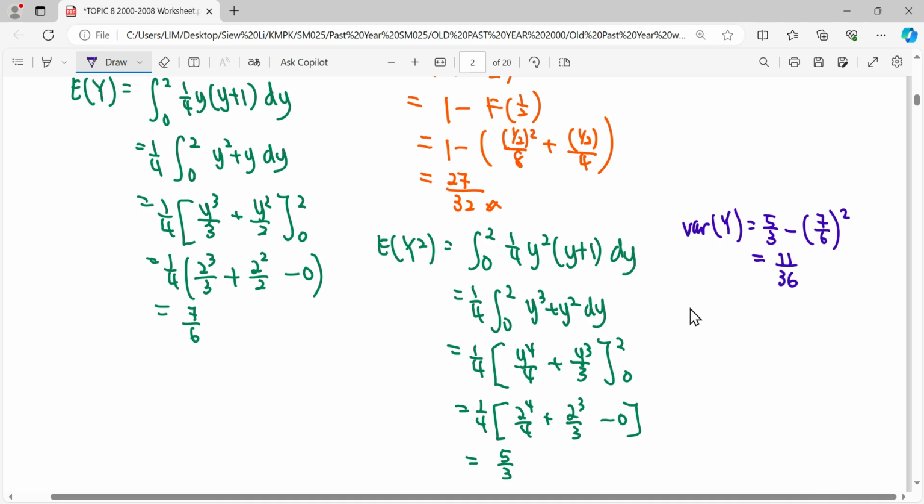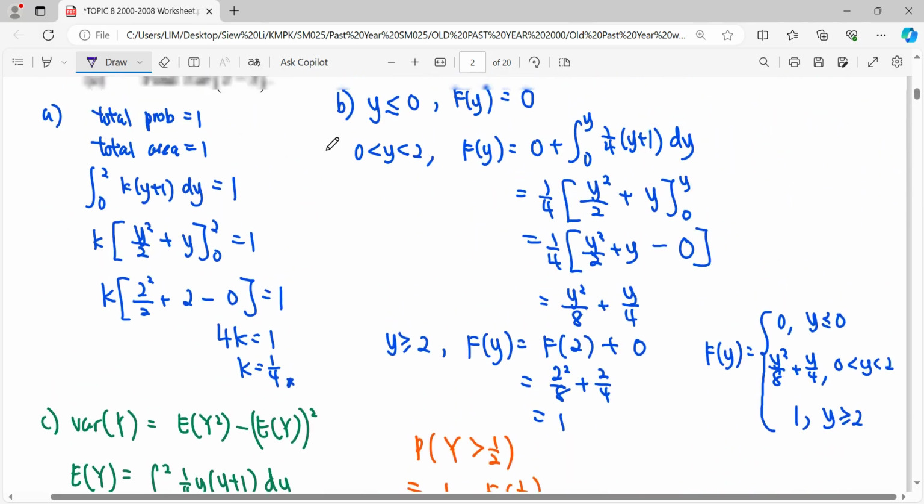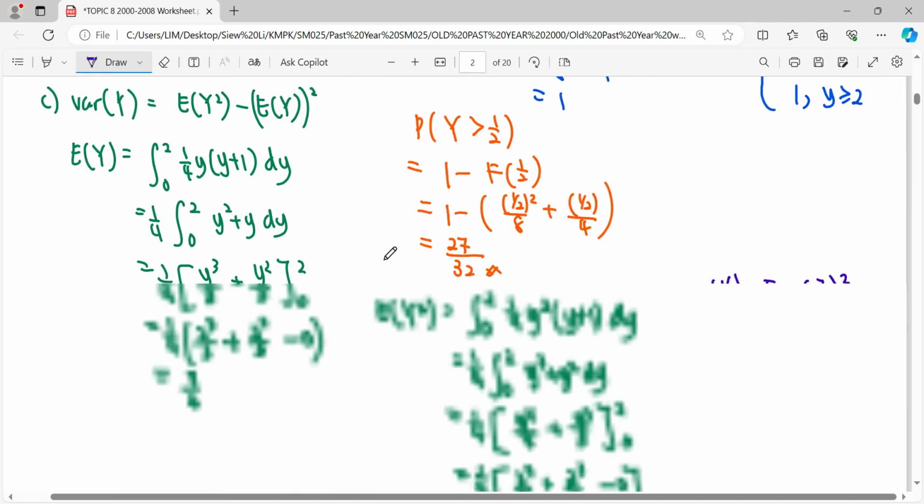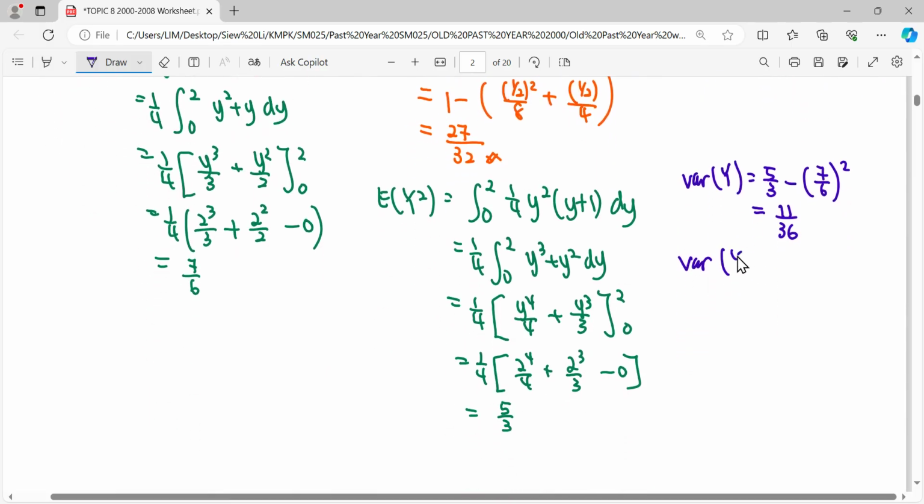The answer is 11 over 36. Then you use the properties to find the variance of y minus 3. For the variance of y minus 3, we use properties, and it will be the variance of y. Bear in mind that in a variance operation it is always plus, because variance is a non-negative value, so negative 3 becomes positive. The variance of a constant is 0, so it will remain as the variance of y, which is 11 over 36.